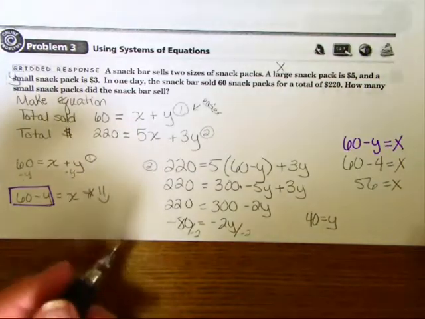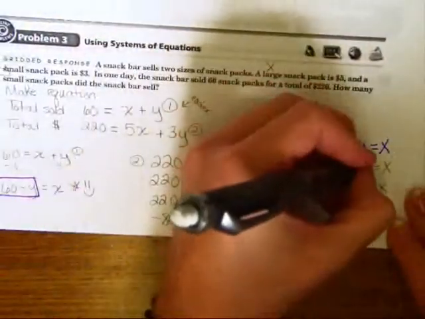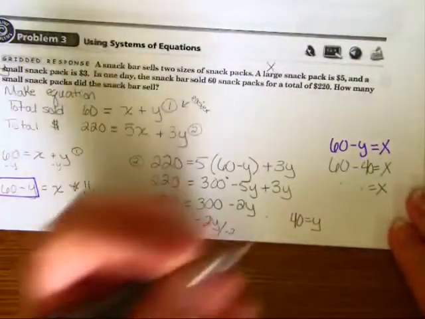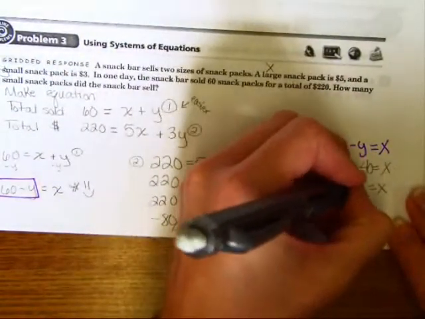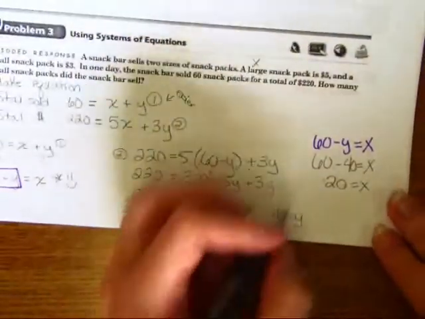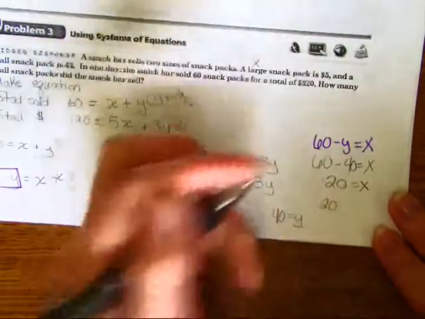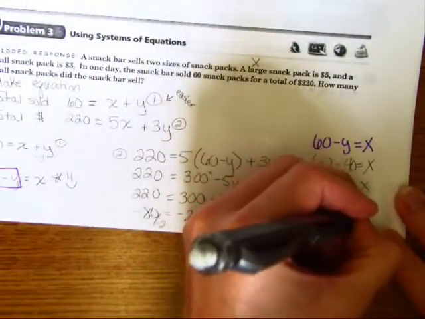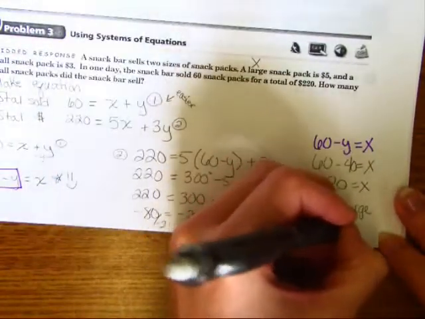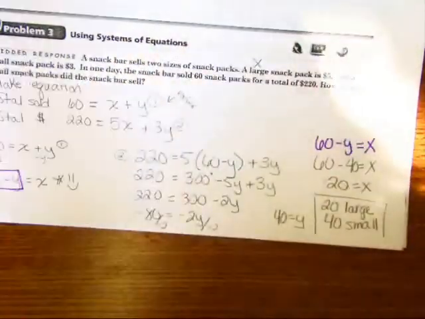No, it's not 60 minus 4. I just looked at my answer key. Well, that was cute. It's 60 minus 40 equals x. And 60 minus 40 is 20. Now, since it's a word problem, we will label. We will say there were 20 x, so that's 20 large that were sold, and 40 small. And there is our answer for our word problem.